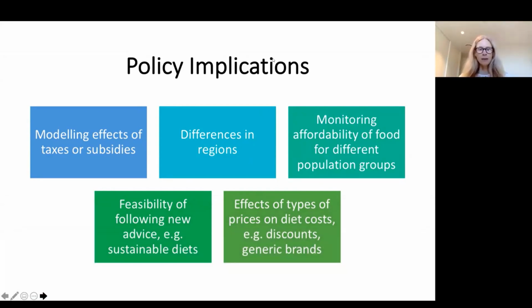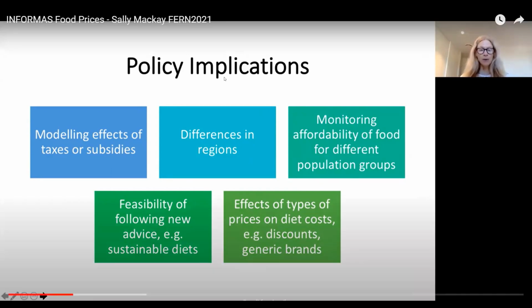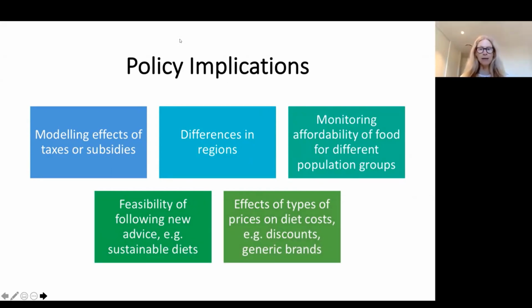Looking at the feasibility of following new advice, for example, if we're encouraging people to eat more sustainable diets, what does that do to the cost? And then looking at the effects of types of prices on diet costs. So for example, some countries have a lot of discount prices and some countries have a lot of generic brand or private labels, supermarket labels that are often cheaper.